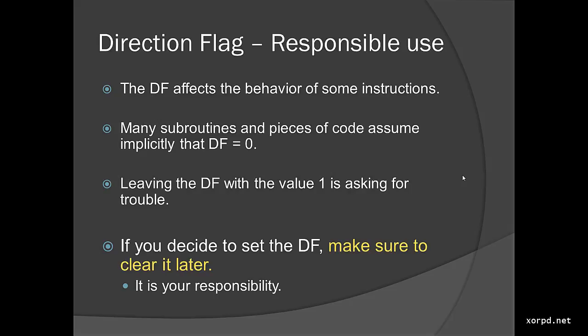However, many times the direction flag will not be set or cleared in the beginning of the code, which means that those pieces of code assume implicitly some value of the direction flag. They assume that the direction flag is 0. Leaving the direction flag with the value 1 is equivalent to asking for trouble, so don't do this. If you decide to set the direction flag, make sure to clear it later. It is your responsibility to do it. If you change the direction flag to 1, expect some trouble. This is an important warning for you regarding the direction flag.